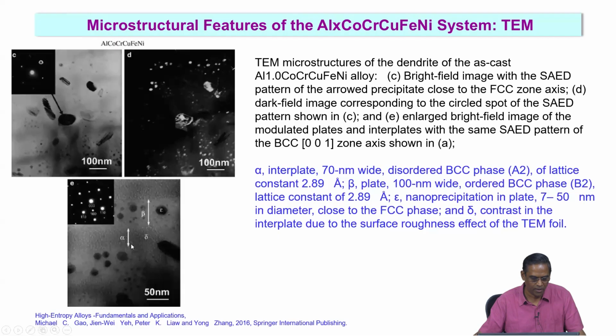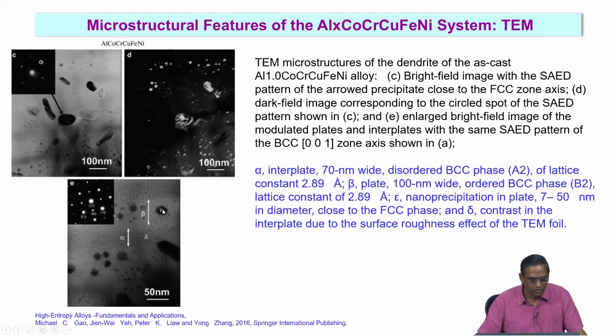You have an alpha interplate which is about 70 nanometer wide, a disordered BCC phase, that is A2, with a lattice constant of 2.89 angstrom. So all these parameters you can derive from this electron microscopy. I mean, that's the idea. You get feature dimension as well as the lattice constant. And beta is again a plate 100 nanometer wide, which is an ordered BCC phase, B2, with a lattice constant of 2.89 angstrom.